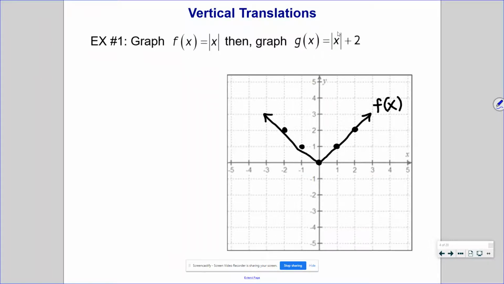And then it says graph g of x, if that's the absolute value of x plus 2. Because this plus 2 is on the outside, that means we need to move our graph up 2 spaces, which is very easy to do. You literally just take one point at a time and move each point up 2 spaces and you're done. Not so bad, right? Make sure that you label the new function by the name given in the directions, so g of x.